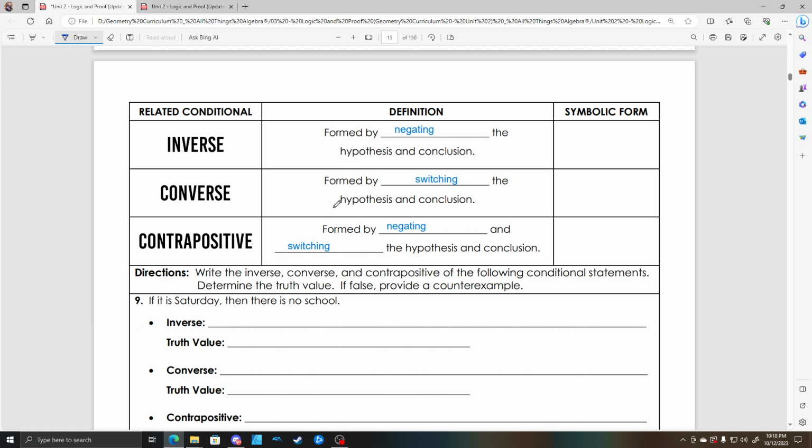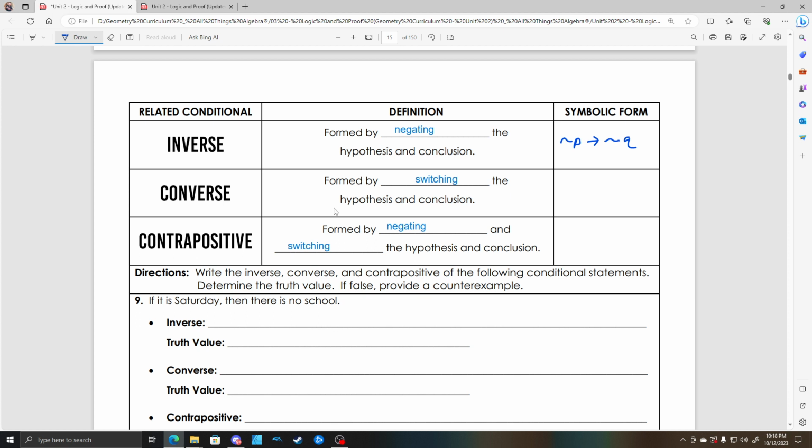First of all, we can take the inverse. Finding the inverse of a conditional statement, as you could imagine, is formed by negating the hypothesis and the conclusion. Symbolically, it would be if the opposite of P, then the opposite of Q, or if not P, then not Q. And of course, that's the inverse.